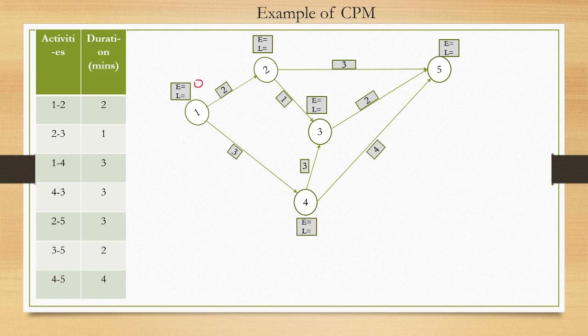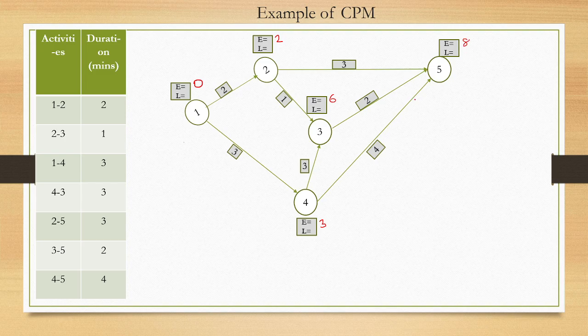So E is starting with 0, then 0 plus 2 is 2 here. Now 0 plus 3, it is 3 here, and this one is a merging event, so we need to check which E has the maximum value. So 2 plus 1 is 3 and 3 plus 3 is 6. So this is 6. Now this here is also a merging event. So 3 plus 4 is 7, 6 plus 2 is 8, 2 plus 3 is 5. So we need to consider the maximum one. So 6 plus 2 is 8. So the project duration is 8 here.